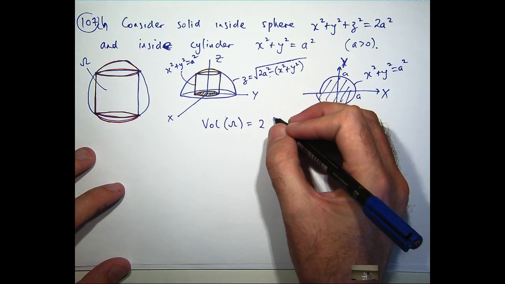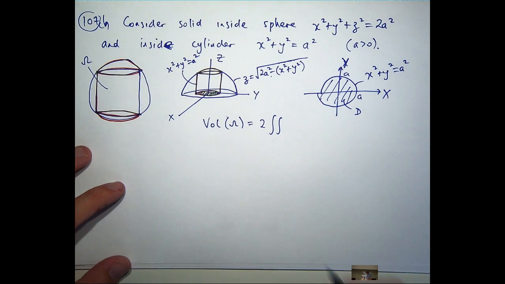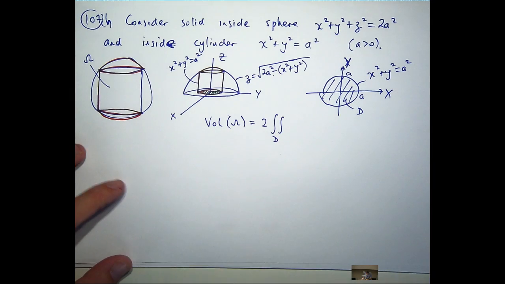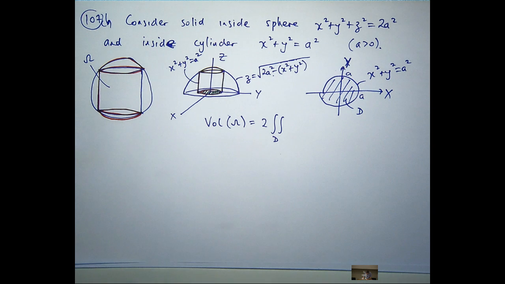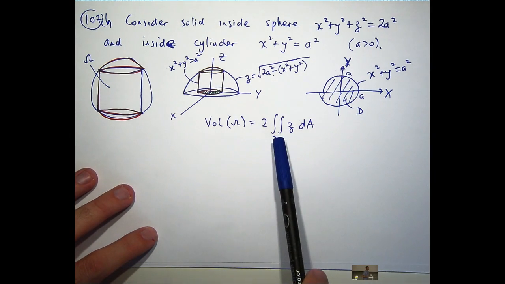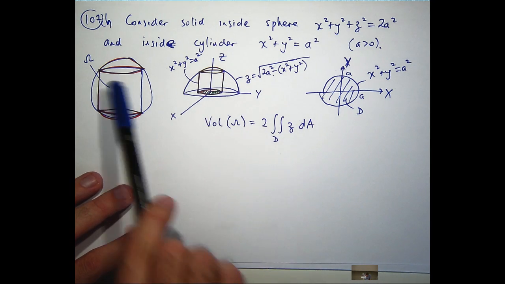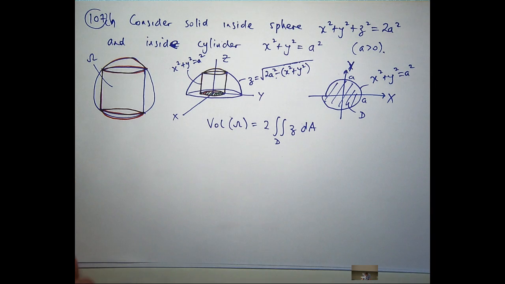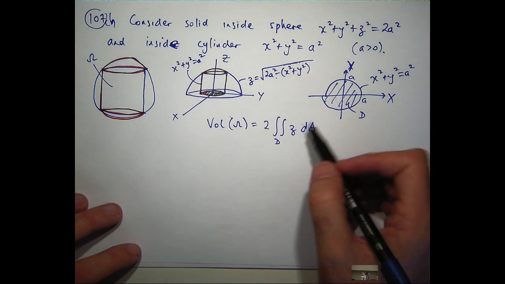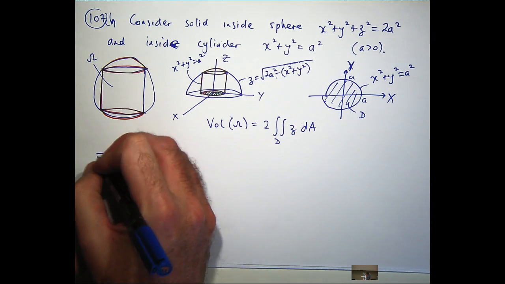Let's call this D. Now I know the volume of a solid that's bounded by some surface, z equals f, say, and that lies above some region D, is just the double integral of z, by 2, because you want 2 lots of this volume to get this. Okay? Now, I can take my z from here. So let me just start on another line.